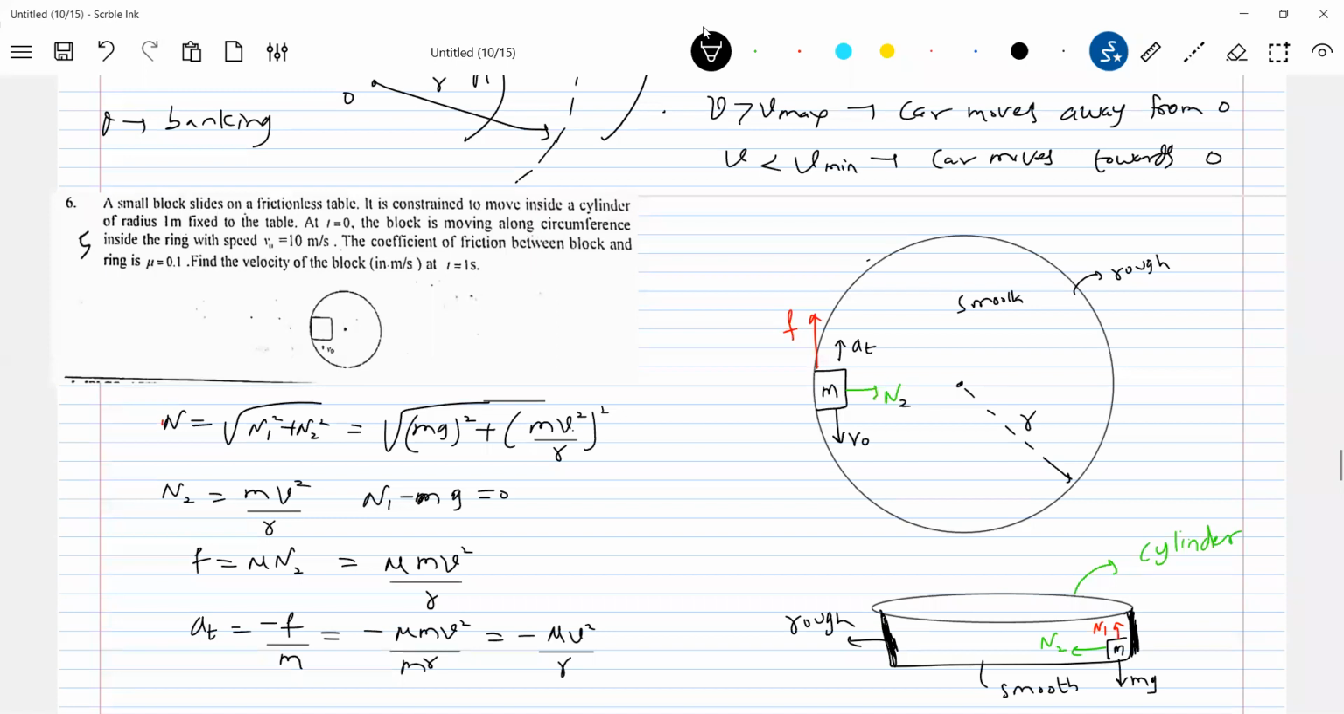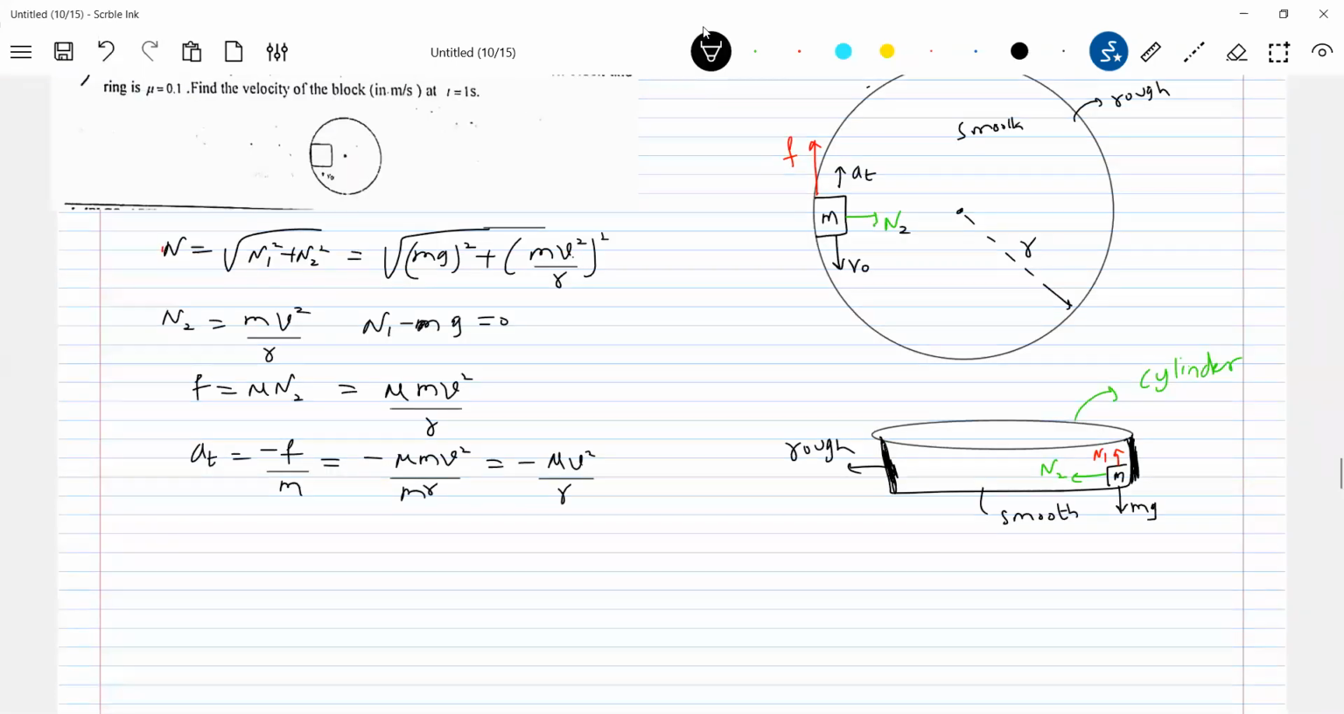So what is the question asked? Find the velocity of the block at t equal to 1 second. Initially some velocity is given, after some time. Now look at this acceleration as a function of speed. So any method, go back to kinematics. This A tangential, you can also write as dv by dt.